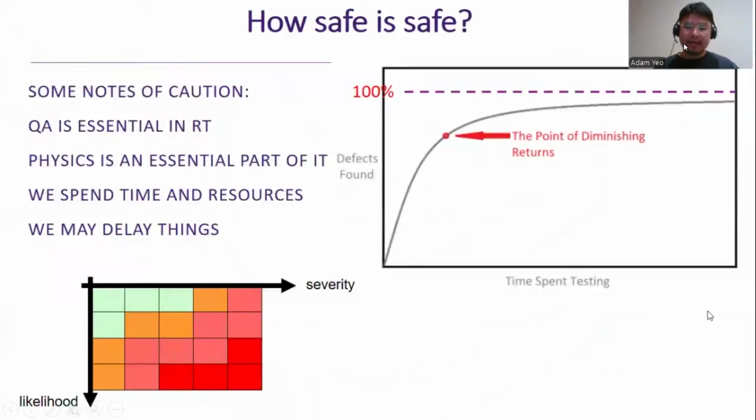So how safe is safe? The fact is we have limited resources, but QA is essential in radiotherapy. Everyone acknowledges that, and physics is an essential part of it. We spend time and resources, we invest, and we may delay things if it's necessary. But everyone wants to pick what is valuable and minimize redundant checks. No one wants to go beyond the tipping point of diminishing returns. So you have to think about the probability, the likelihood, and the severity when you perform the QA tasks with limited resources.